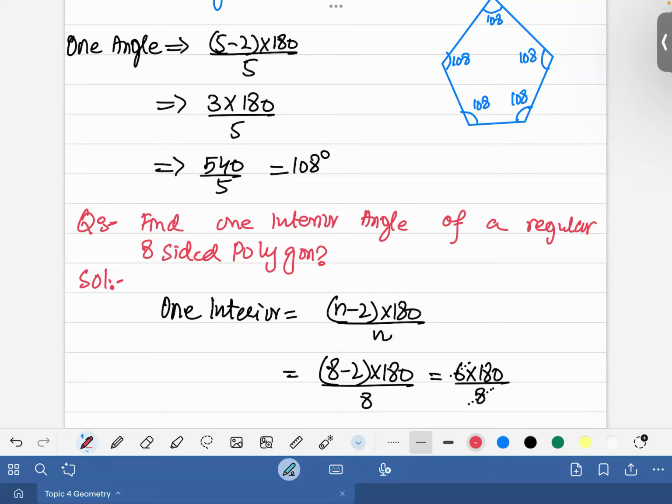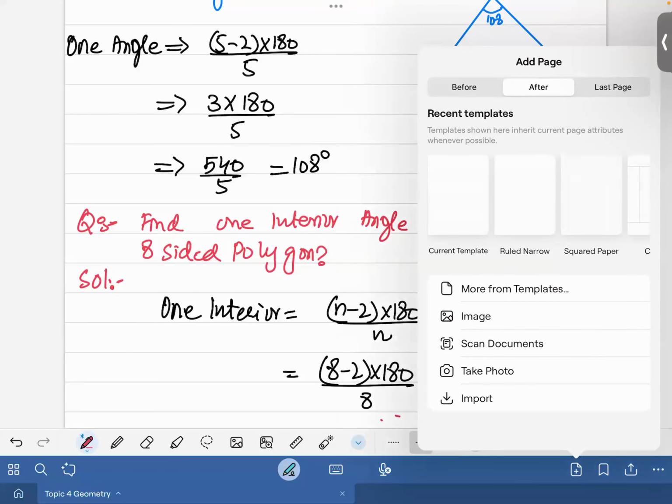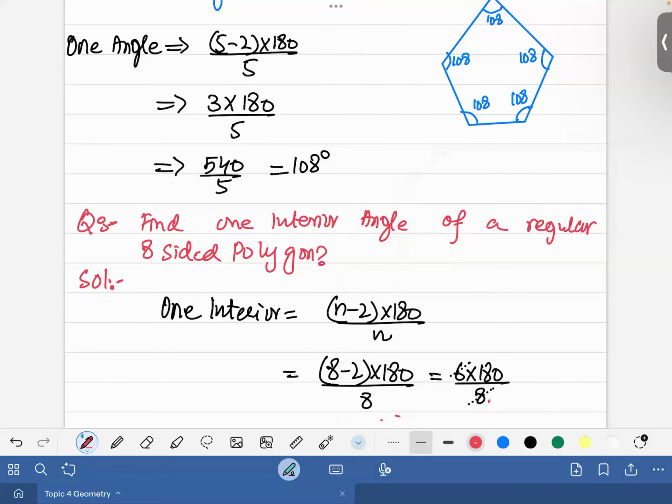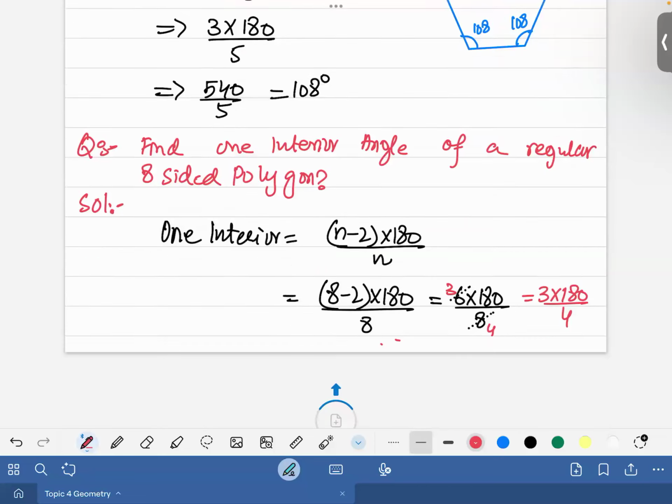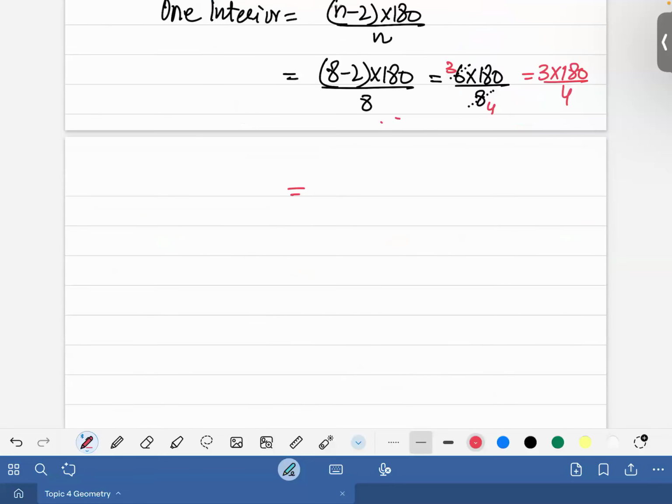I can easily cut 8 and 6 in table number 2, sorry. So table 2, it would be 4 and that would be 3. So it would be 3 times 180 divided by 4. So let me proceed to the next page. So it is 3 times 180 divided by 4.